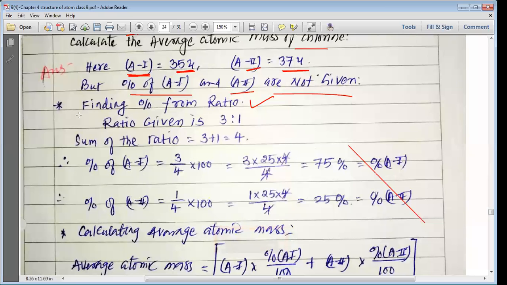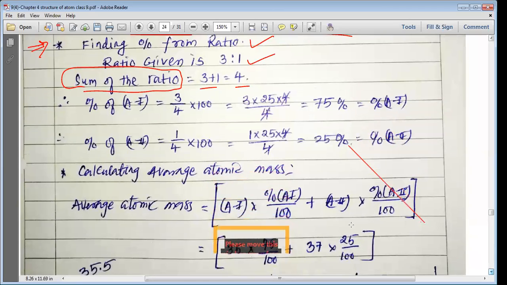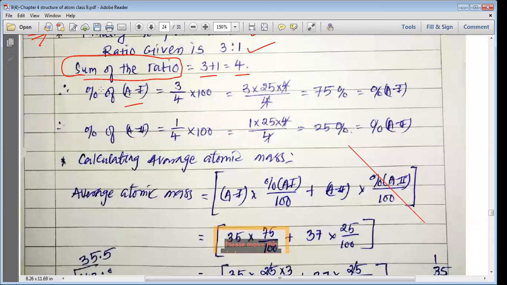Now how to find out? There are some steps by which we can find the percentage from ratio. So we can say that finding percentage from ratio: first we need to write the ratio, then we need to take the sum of the ratio. So here the ratio is 3 is to 1, so we will write 3 plus 1 is equal to 4. Now we want to find the percentage of isotope 1. So the percentage of isotope 1 is equal to the ratio of isotope 1 divided by the sum of the ratio, multiplied by 100.